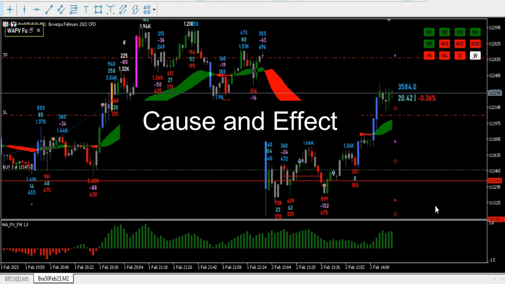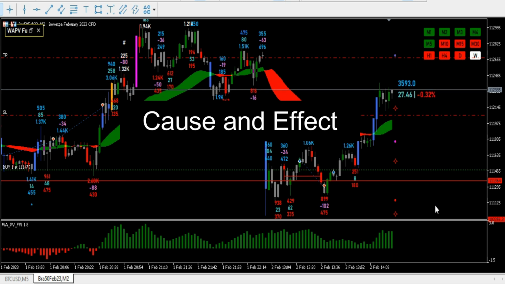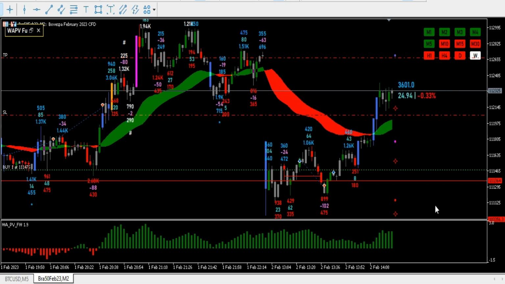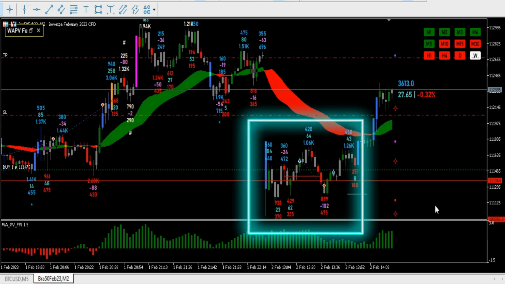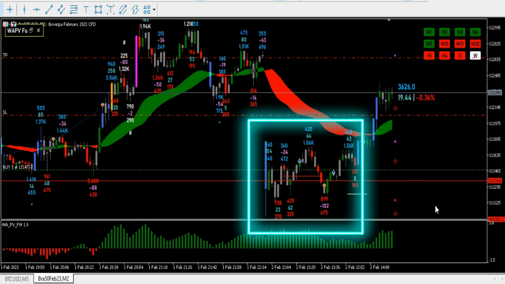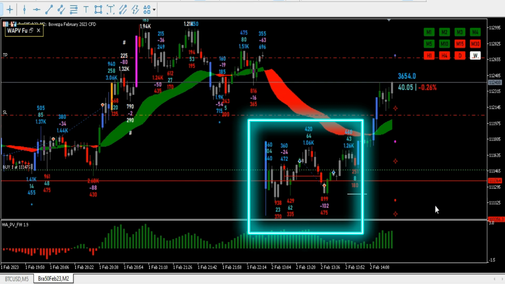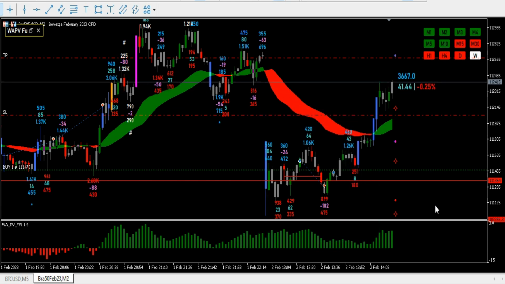Our Wyckoff's third law, cause and effect, takes place after the smart money camp. In this region, there was a lot of absorption by professional traders. Now the market needs to move in a direction, and WAPV helps you with that.